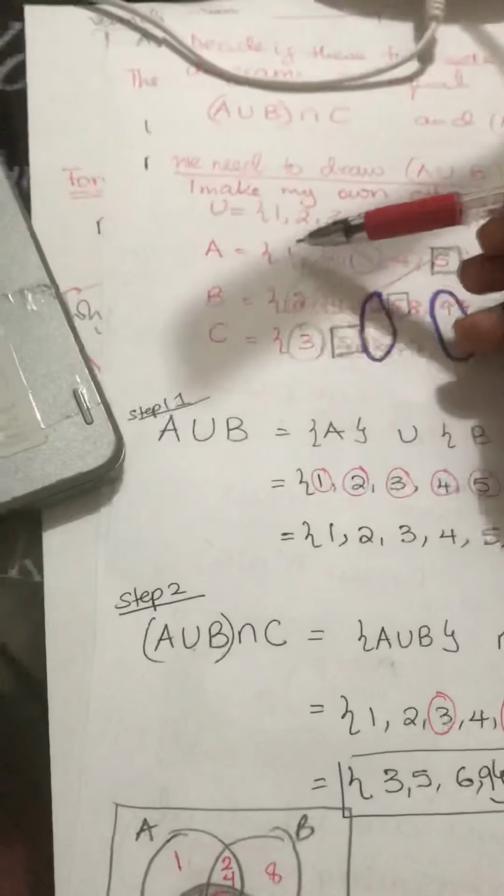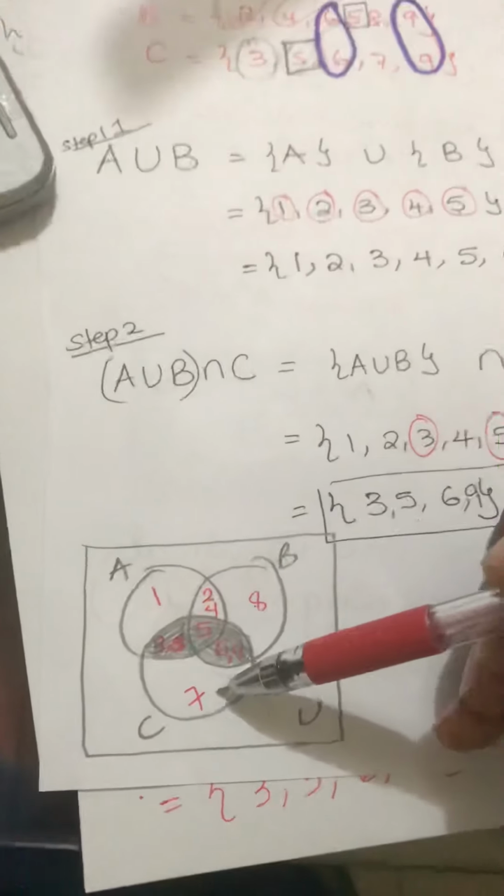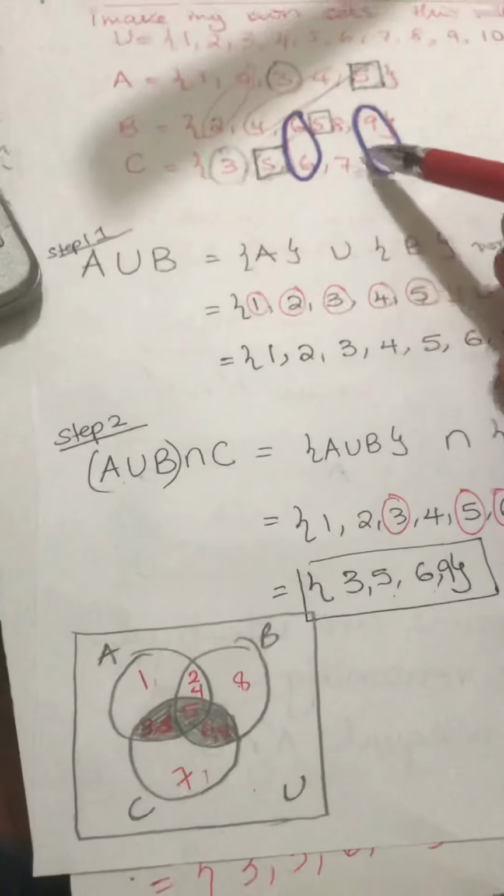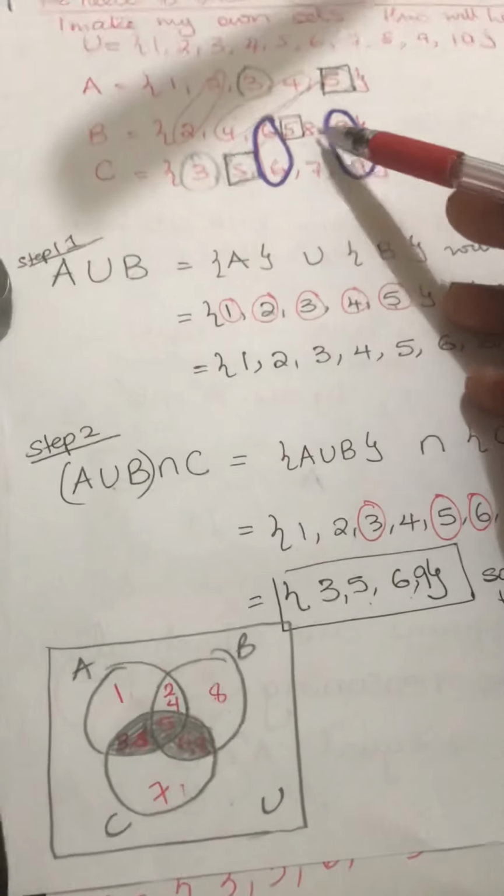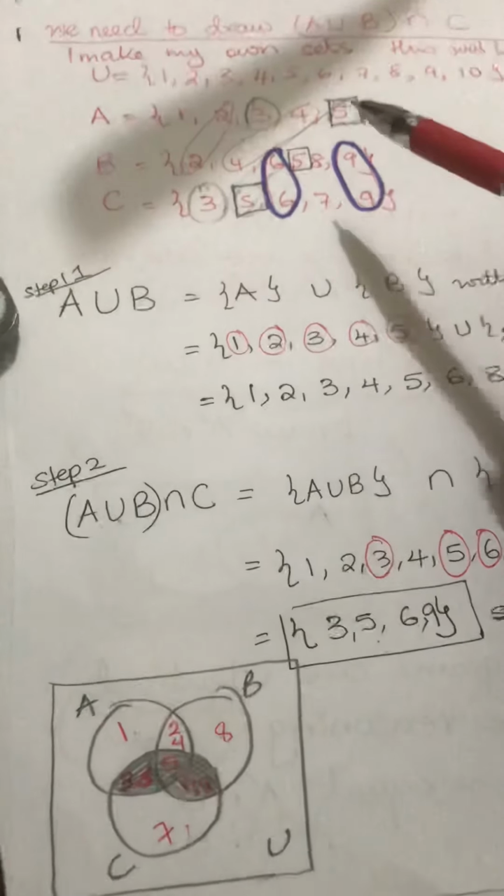What number is between A and C? 3. I wrote it over there. What number is in C only? 7, because I didn't circle it. See, the ones I didn't circle are the ones that are remaining.